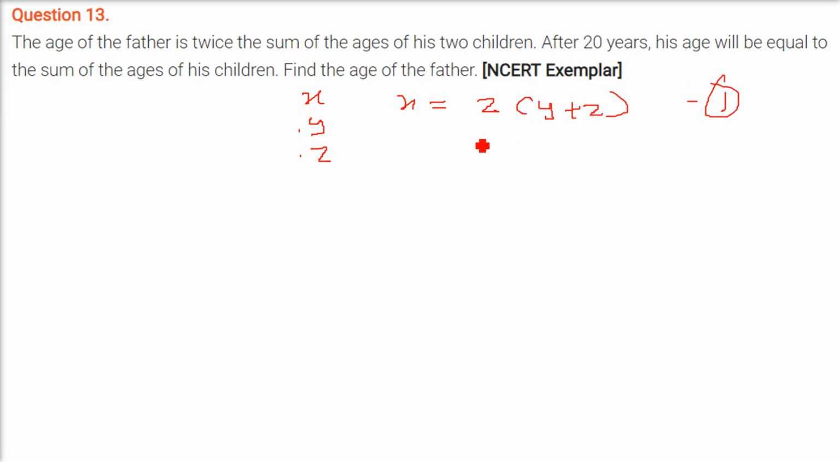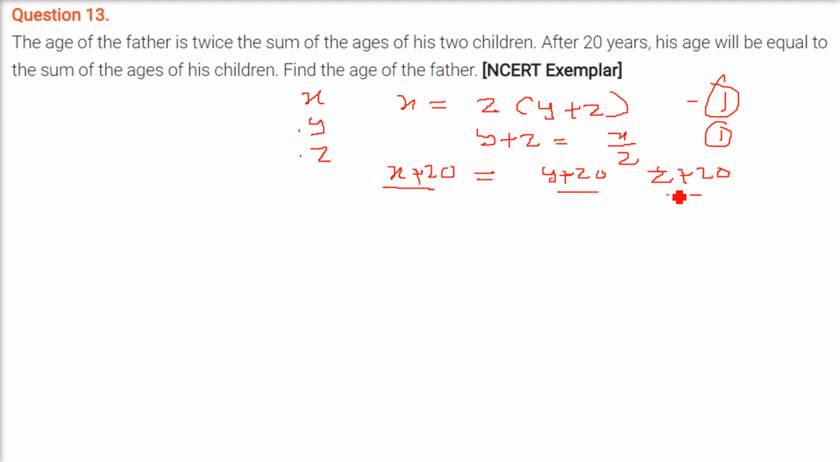Now y plus z will be x by 2. This is our first equation. The second equation is after 20 years, that is we add 20 to x, 20 to y, and 20 to z. All will be 20 years older. His age will be equal to the sum of the ages of his children. So what do we get? x plus 20 equal to y plus z plus 20 plus 20, that is 40.